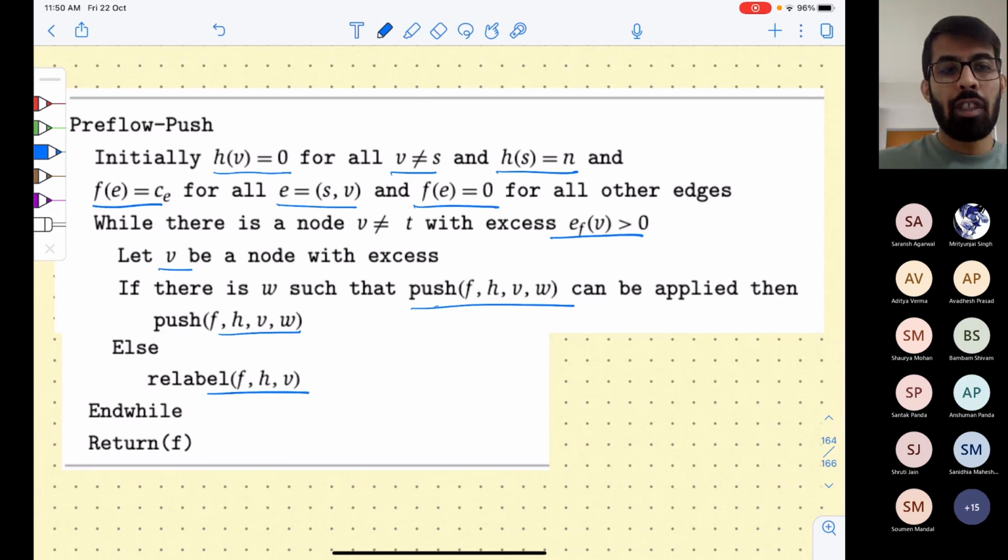Initially, we start with some pre-flow, and that pre-flow is just pushing out from S on every possible edge, whatever the capacity of the edge is. We start from there. We look at a vertex which has excess. We try to push. If we cannot push, then we increase the height of V. So is the algorithm clear? The analysis is going to be a little bit intricate, but we'll come to that tomorrow. But is there any question about the algorithm?